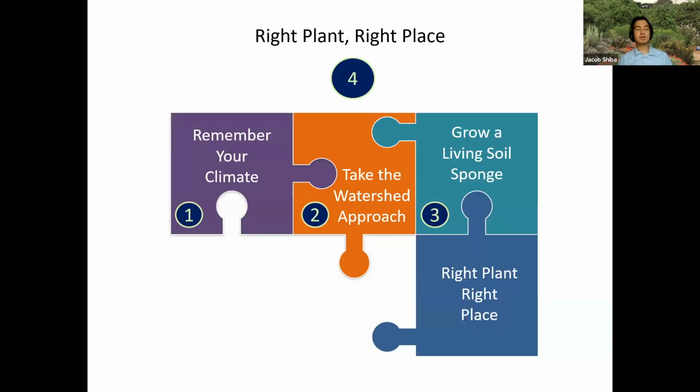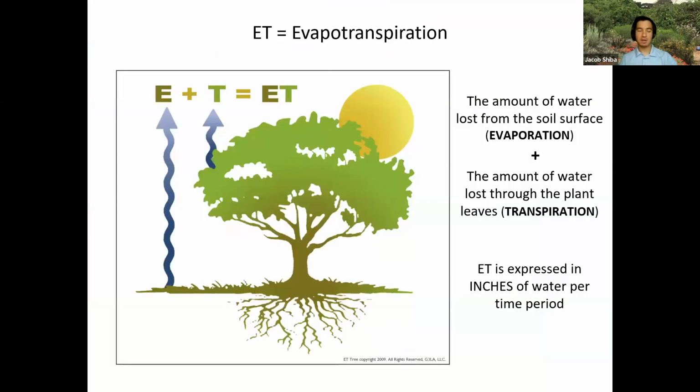All right, let's jump into the fourth piece of our puzzle, and that is selecting the right plant and putting it in the right place. Before we do that, though, we have to talk about the idea of evapotranspiration, ET, as we like to call it for short. Evapotranspiration is just a fancy word for two words smushed together. The first is evaporation. This is water that's lost from the surface of the soil, right? Sun comes out, shines on the soil, dries it out.